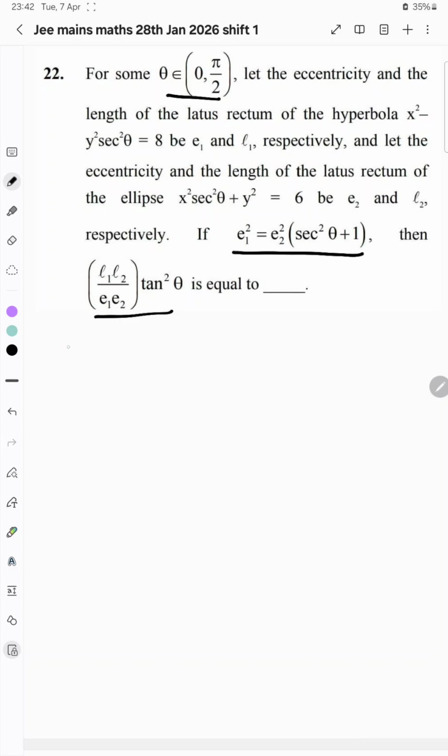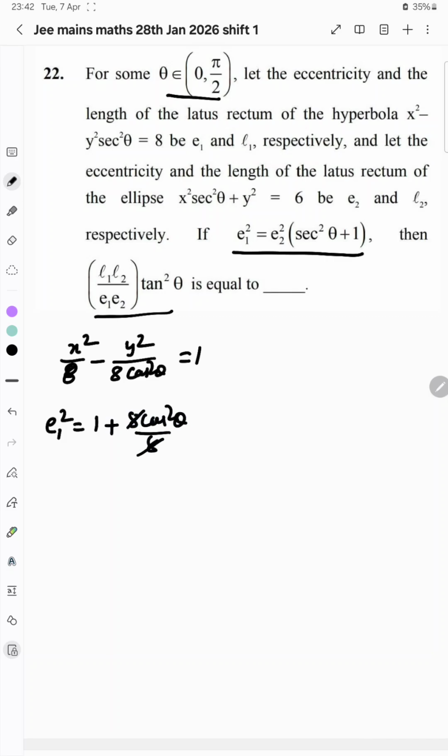Further divide by 8. Then x squared by 8 minus y squared by 8 secant squared, we can write 1 by cos squared, so 8 cos squared theta. Here 8 is greater than or equal to 8 cos squared theta, right? Clearly the transverse axis is on the x axis. From this we can find E1 squared, the eccentricity of the hyperbola. We have the formula 1 plus b squared by a squared, so 8 cos squared theta by 8. The 8 cancels, and we get E1 squared is clearly 1 plus cos squared theta.